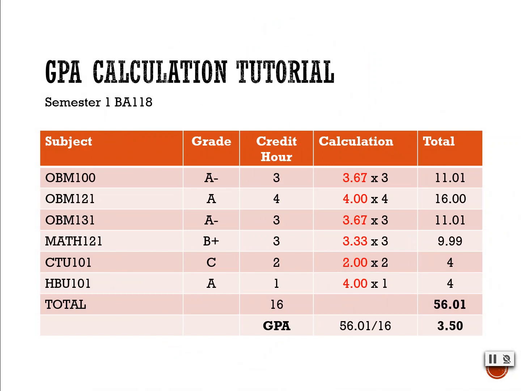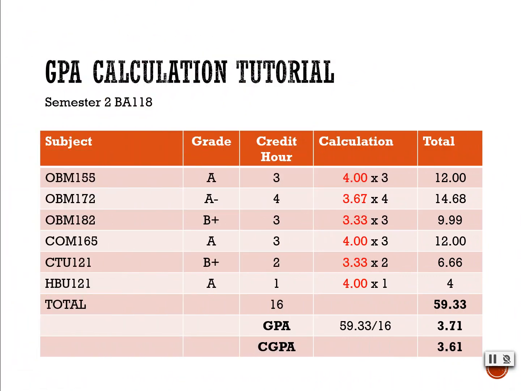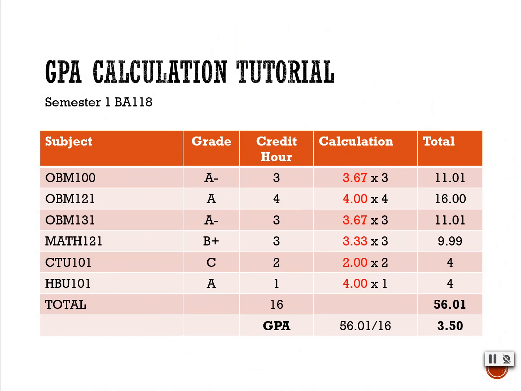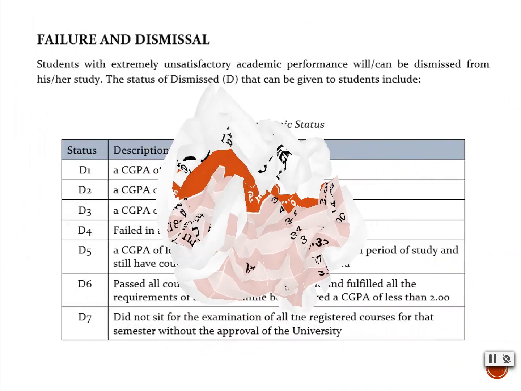You have two ways. The first way is you total up the marks, 56.01 plus 59.33, and divide by 32. Or you can take 3.50 plus 3.71 and then divide by 2. So your CGPA, the cumulative grade, you will get 3.61. Okay, this is how you are going to calculate your CGPA and GPA.